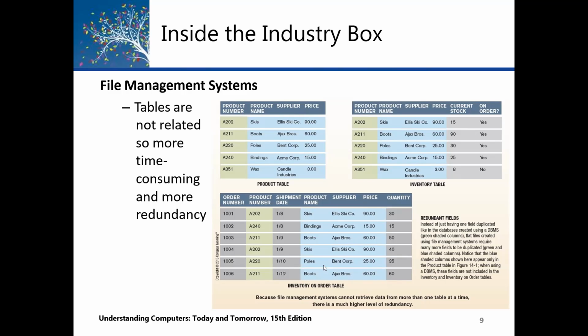So the third table is the inventory on order table. Order number, product number, shipment date, product name, supplier, price, quantity. In order number, multiple values are available. In product number also multiple values are available. So here a file management system is referred to. Tables are not related, so more time consuming and more redundancy. Once the record is not related to another table, we can't fetch the record. So that is the thing we are going to discuss here.